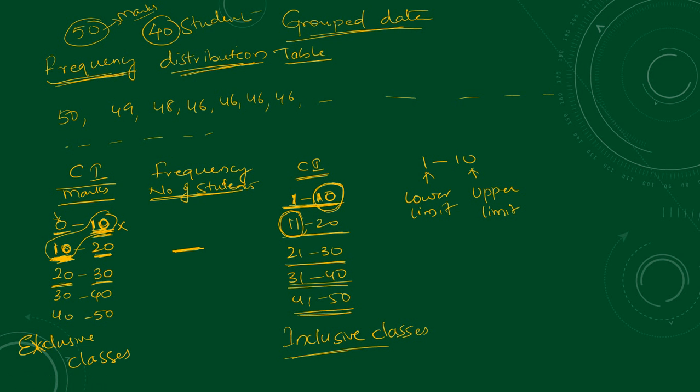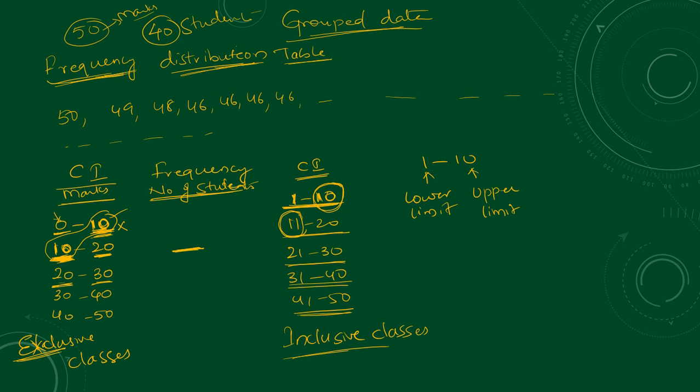So here this 10 we are excluding. We are considering only 0 to 10 without 10, and 10 to 20 without 20. That means the rightmost value, the upper limit value, we are omitting, excluding. That's why we call it an exclusive class.